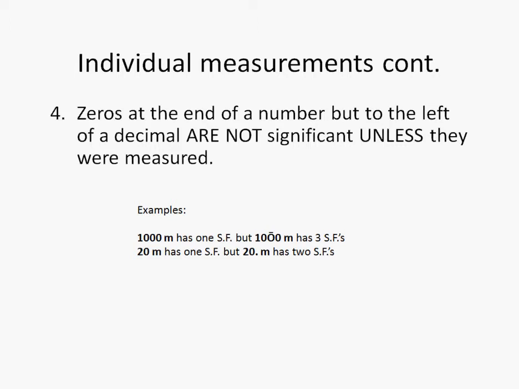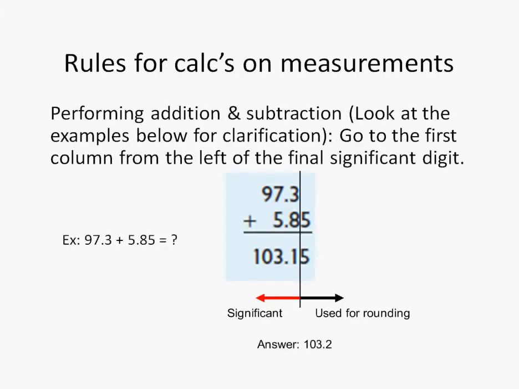The second way to do this is to say 20 meters has 1 sig fig, but we know that if we add the little tiny decimal right there, then I know that that 0 was measured and it is significant. So therefore 20 with a decimal has 2 sig figs. I don't care which one you use. It usually depends on the situation. Alright, so those are the rules for individual measurements.